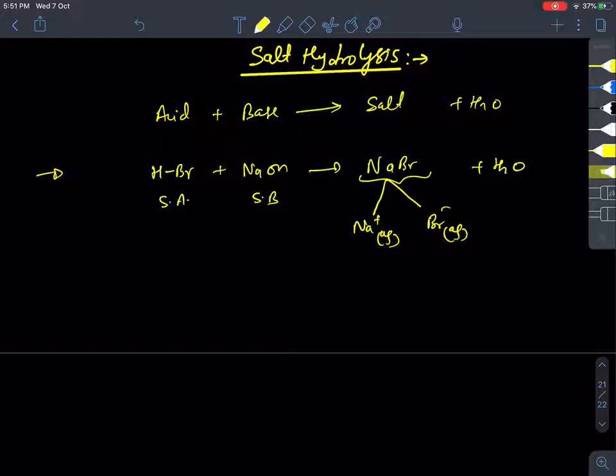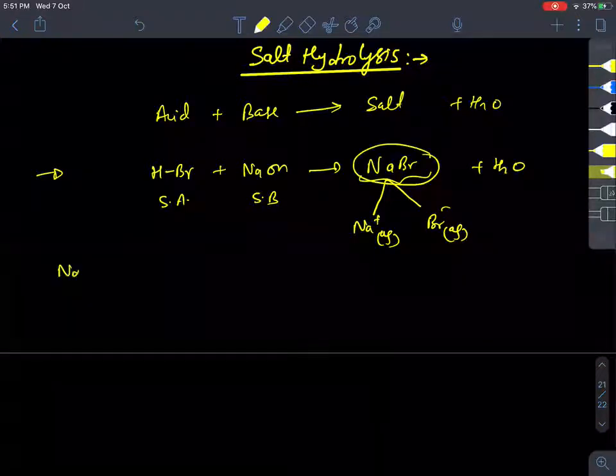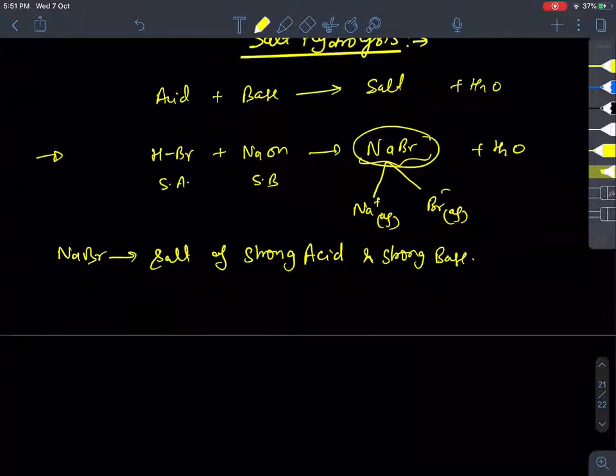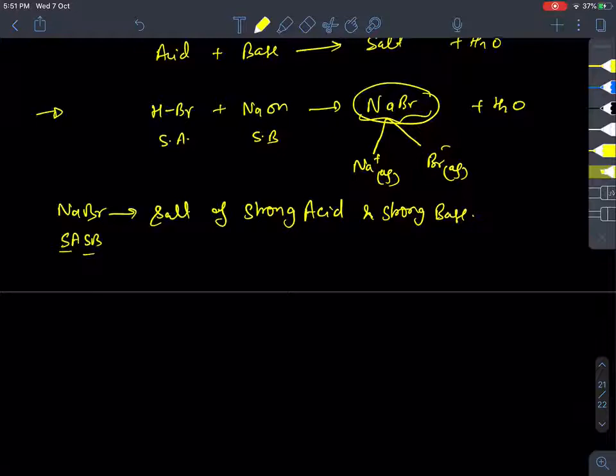So this salt, basically, if someone asks, then what is NaBr? You can say that NaBr is a salt of strong acid and strong base. Salt formed by the reaction of strong acid and strong base. In short, we used to write like this: strong acid, strong base. So like that, we can consider one of the portions to be weak also.